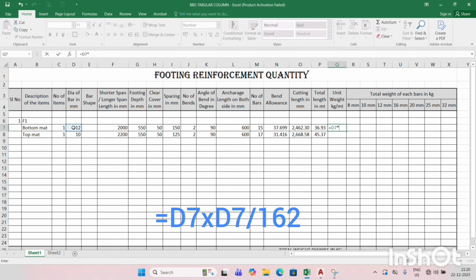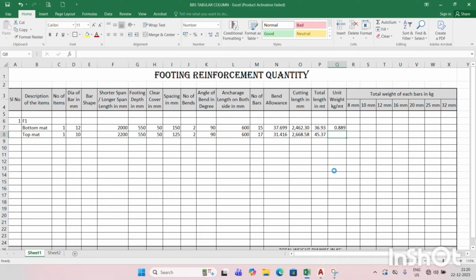D into D divided by 162. This is the formula, so the unit weight of this 12 mm came. Again put Control D, so this 10 mm density also came. And here is the important section over here.